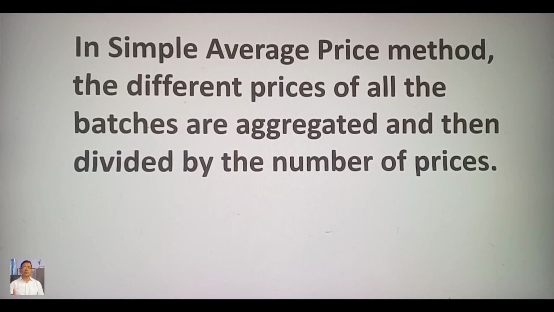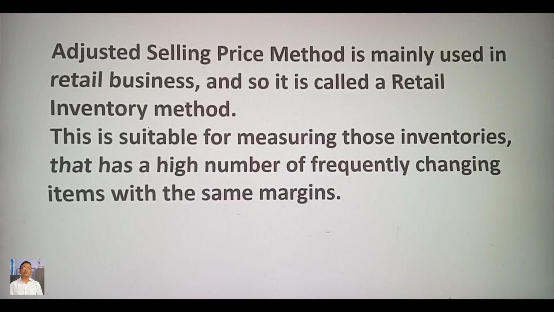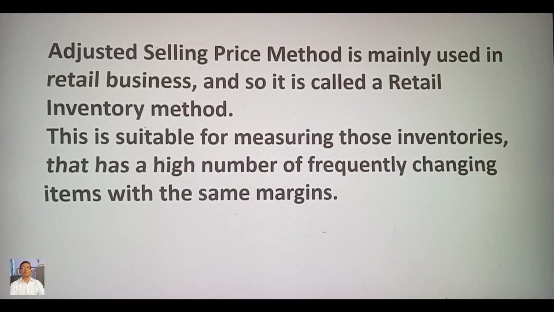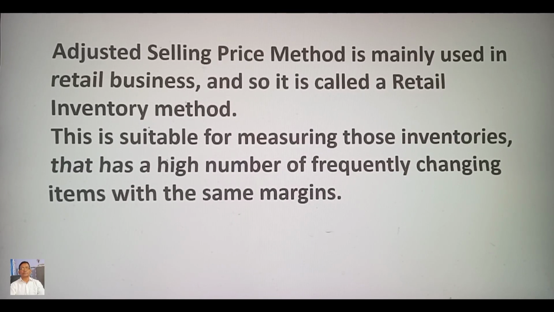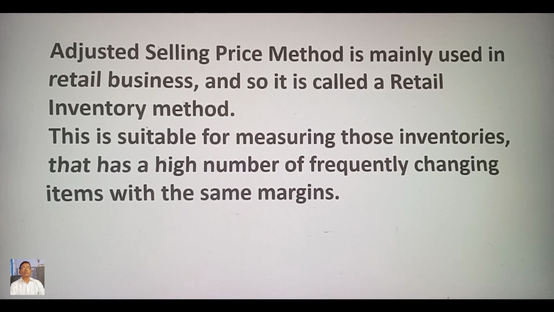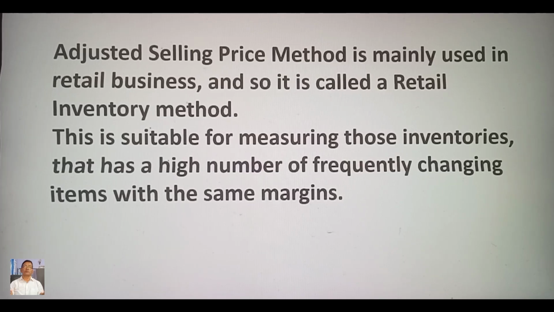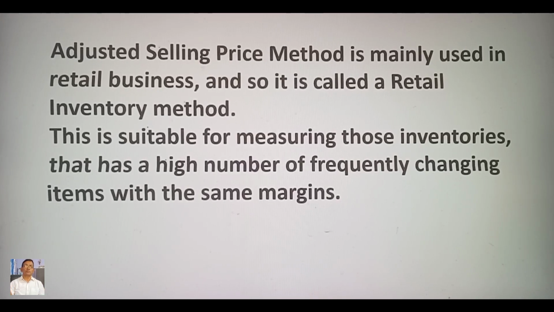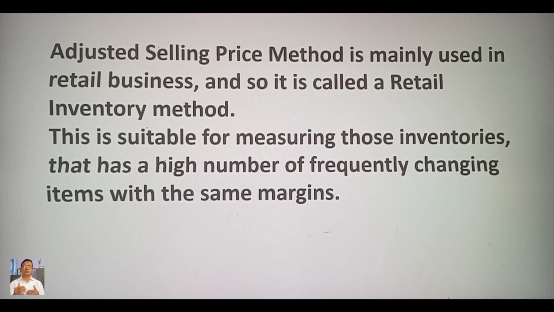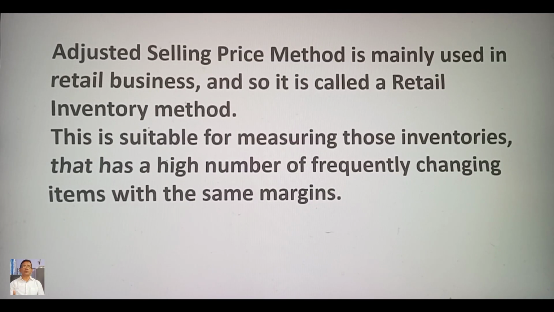First non-historical method is adjusted selling price method. Adjusted selling price method is mainly used in retail businesses, and so it is called a retail inventory method. This is suitable for measuring those inventories that have a high number of frequently changing items with the same margins. Under this method, the cost of inventory is calculated by reducing the anticipated percentage of margin from the inventory's sale value.